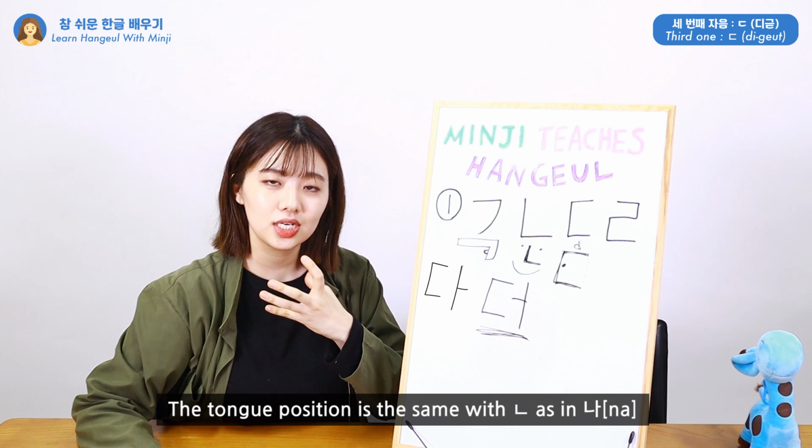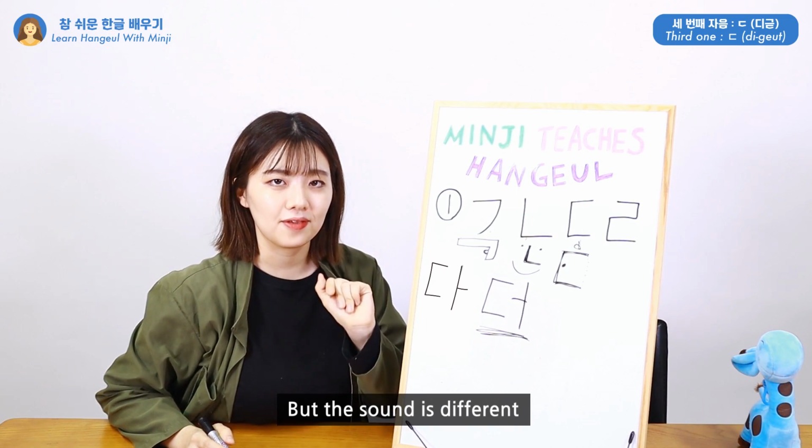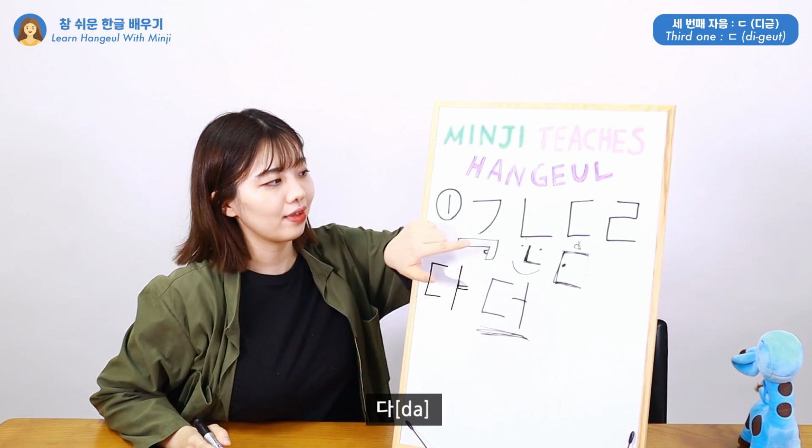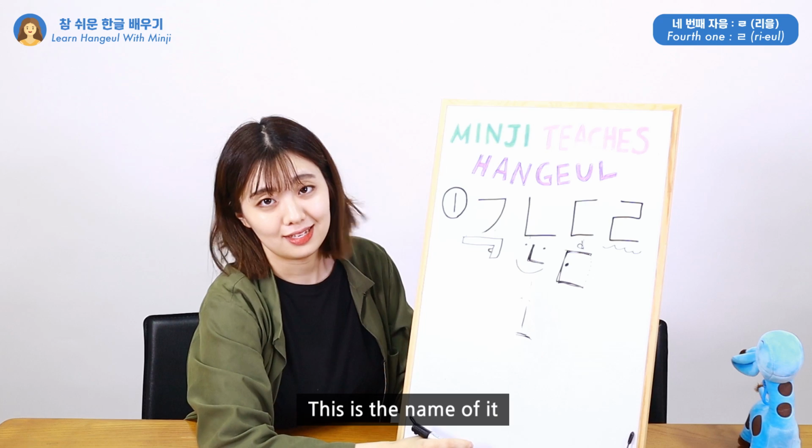The tongue position is the same with 나 and 다, but the sound is different. Why don't we move on to the next? ri-eul. This is the name of it.